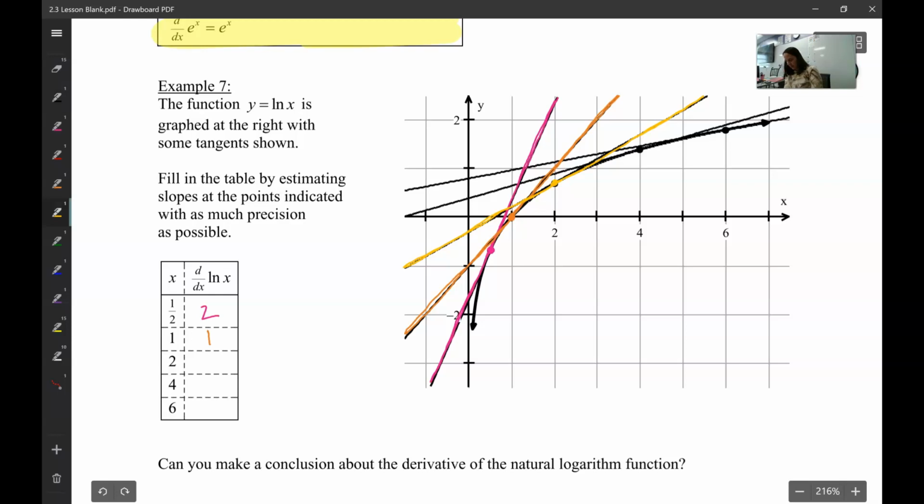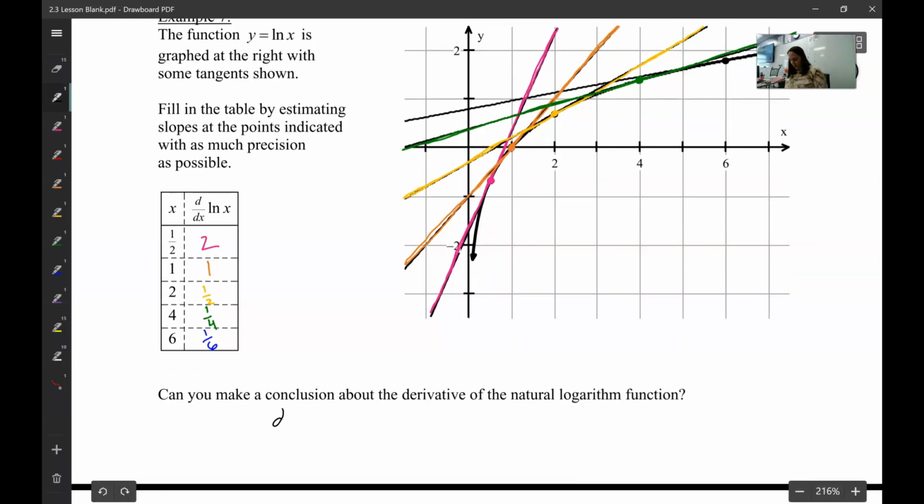Let's erase these. Okay, let's try 4 right there. So that's this one. So it looks like this one I've got here to here. So this is rise 1, run 1, 2, 3, 4. Rise 1, run 4, so 1/4. Are we starting to notice a pattern yet? So if we keep following that pattern, the slope at 6 would be 1/6.